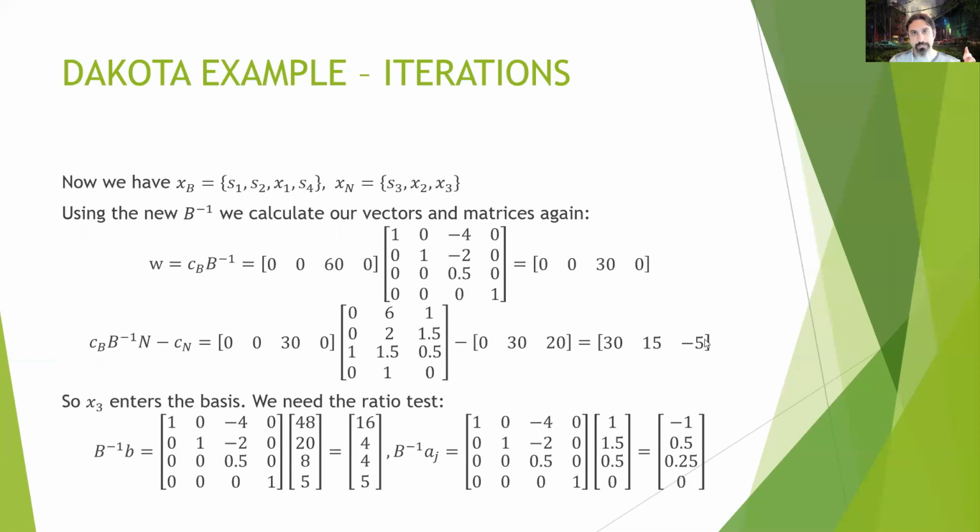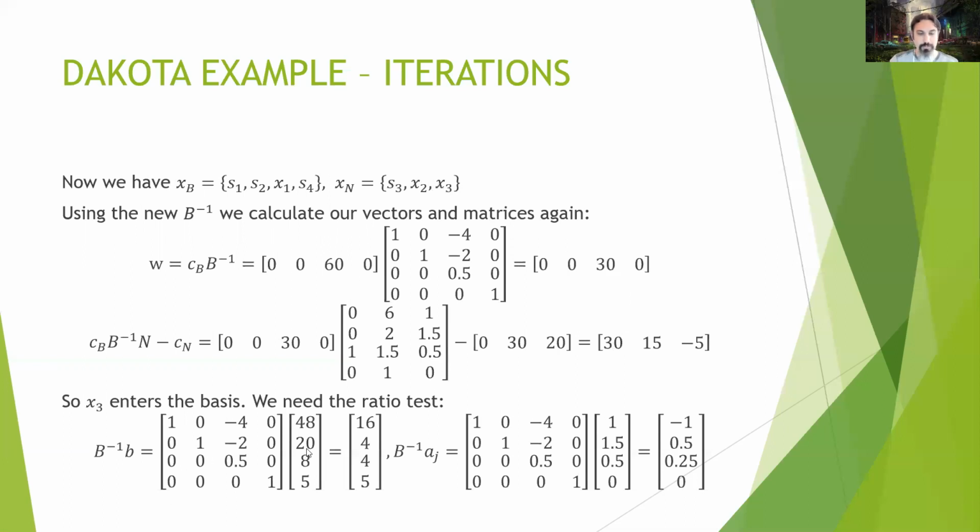Now we only have one minus value, but it's still a minus value, so it's not optimal yet. So we will have to check what happens here. Now this is a minus 5. This is in the third part. So check out, X1 is 30, X2 is 15, and X3 is minus 5. So X3 will enter the solution. Okay, X3 enters the solution. I have to check who leaves the solution. So I have to find the ratio test.